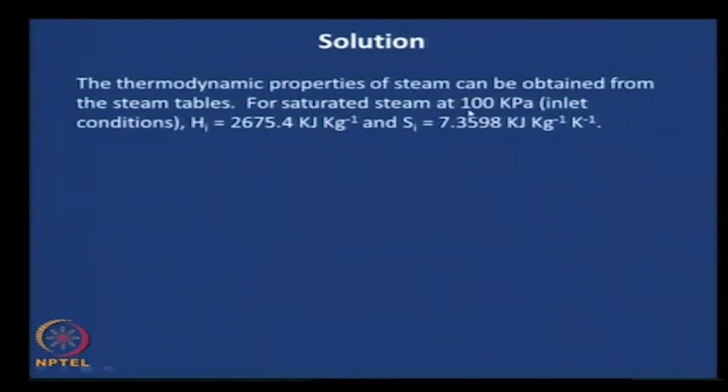For saturated steam at 100 kilopascals, which is the inlet condition, the enthalpy value is given in the table for the 100 kilopascal condition. That turns out to be 2675.4 kilojoules per kilogram. This was the specific value per mass, and the specific entropy is 7.3598 kilojoules per kilogram per Kelvin. So this is some data for you to start out with.